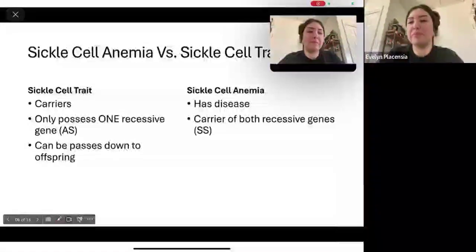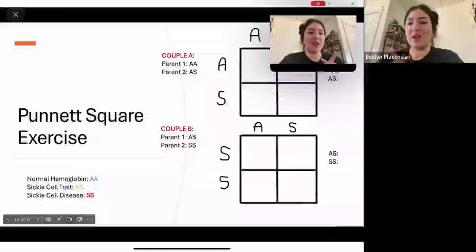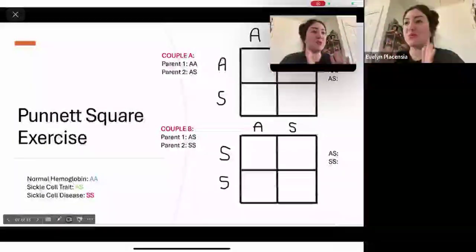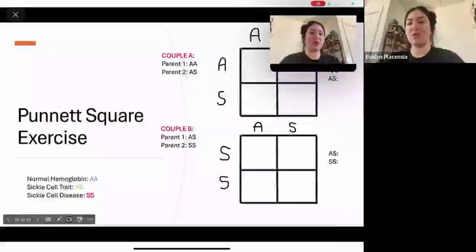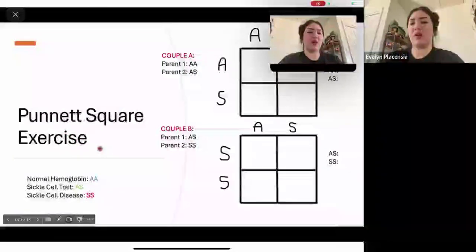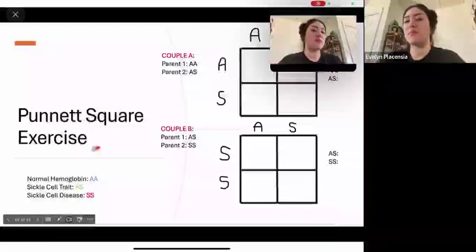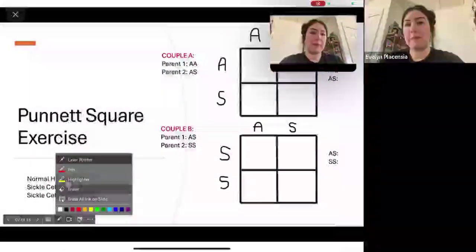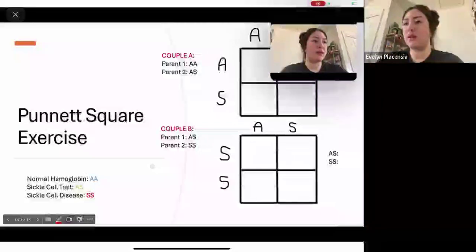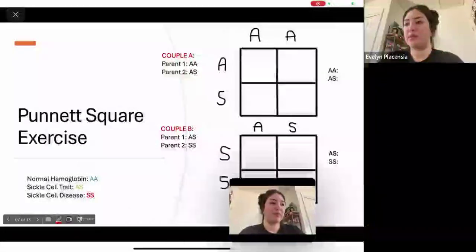Okay, so humor me for a second so that we can do this quick exercise, assuming that we know how to do Punnett squares, so that we can see what the chances are of having a child either be a carrier or someone suffering with the disease. Okay. Move my camera. That was not a good choice.